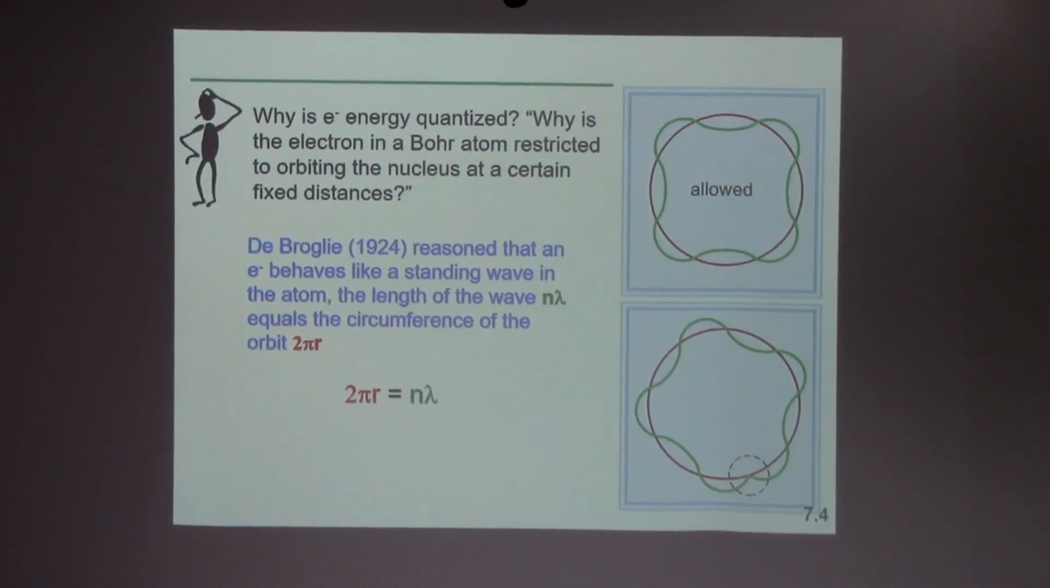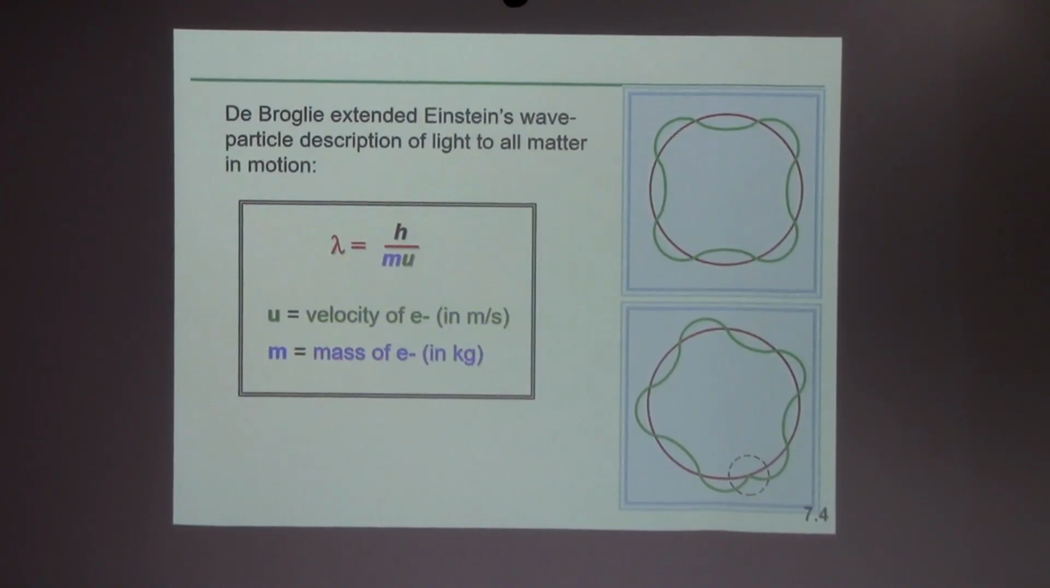De Broglie extended Einstein's wave-particle description of light to all matter in motion. This is demonstrated by the following equation of wavelength. The wavelength of a moving particle of mass m and velocity u is given by the de Broglie equation: lambda equals h divided by m times u. Here u is in meters per second and m is in kilograms.